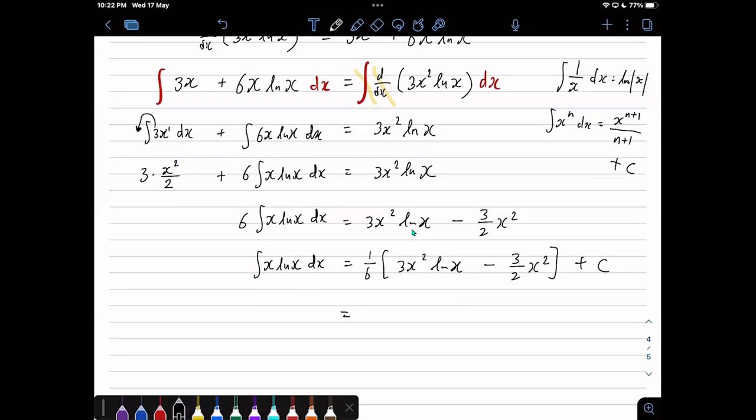Okay, distribute. 3 over 6 is half, so x squared over 2. Maybe it's nicer if I write it as half x squared ln x. And then minus 1 over 6 times 3 over 2, the 3 and 6 cancel away, left with 1 over 4 x squared, and then plus c. Okay? Very good. Just to make it a bit nicer, I will copy this x ln x integral down.